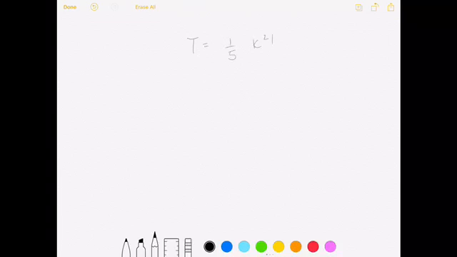T equals a fifth k squared h, and we're changing the subject to k. Let's get rid of that fifth first by multiplying by 5. So 5t equals k squared h. Switching the sides, k squared h equals 5t. K squared is equal to 5t divided by h. And then finally we take our square root.